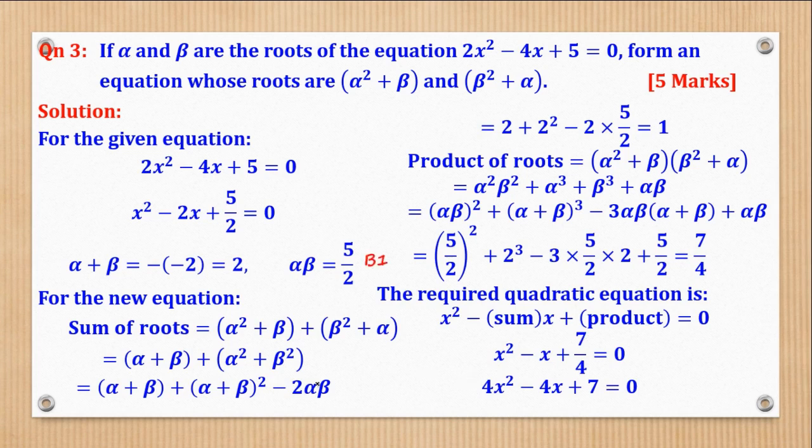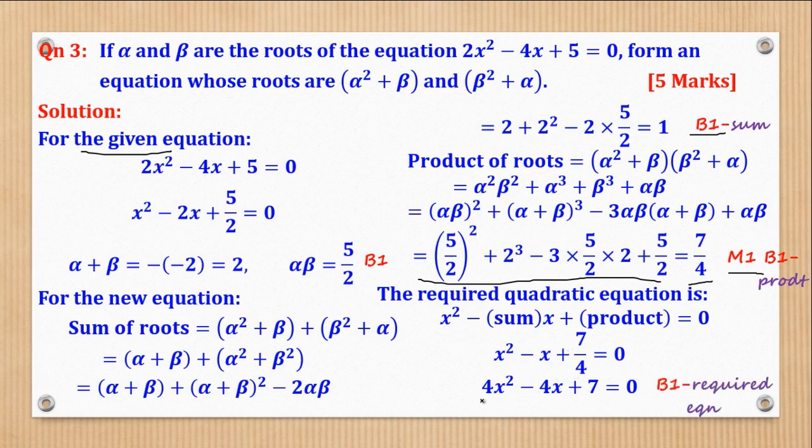So the first mark was to get the sum and product of the given equation, that is B1. Then next we look for the sum. Have you got it? Yes, we'll give you another mark. Next we look for this product, substitution and output to give you M1 and B1. And the last mark would be for the required quadratic equation. So that is how the 5 marks would come about.